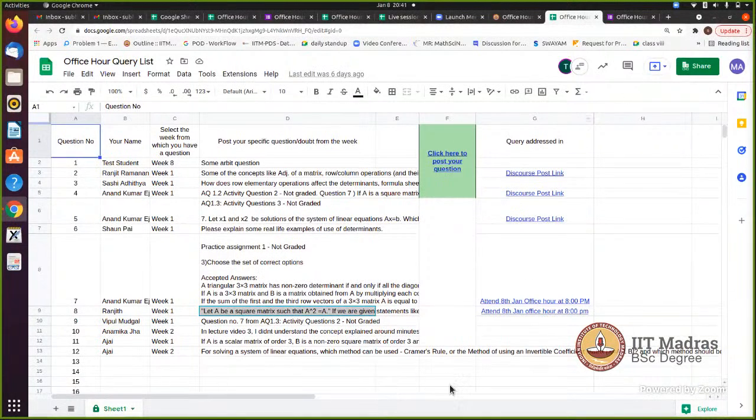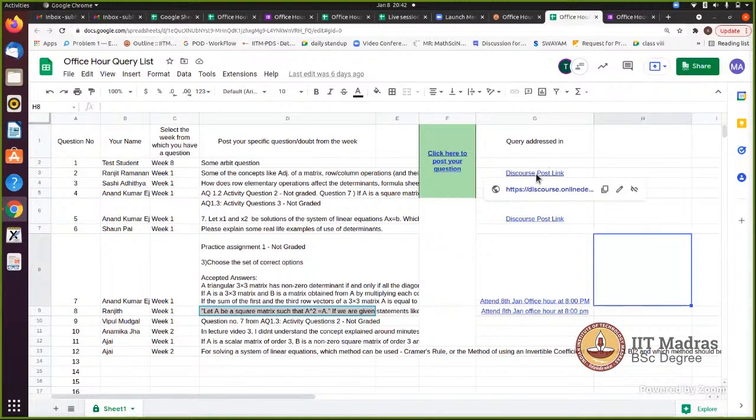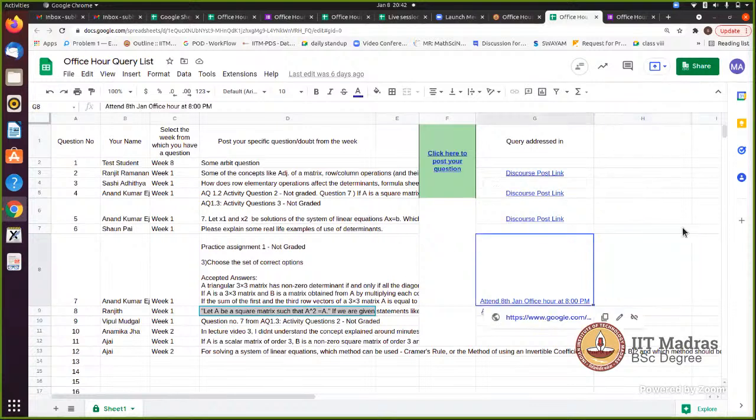And then this place, at the beginning, will be empty because we will post a link in this place. Suppose your query is already addressed in Discourse. Suppose someone has already asked this and there was a discussion in Discourse. Then we will post the Discourse post link here. We have already posted some 2-3 Discourse links here. You can go to the Discourse link and read the discussion going on there regarding your problem. So that is one thing.